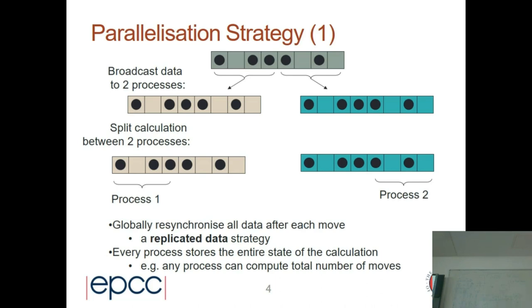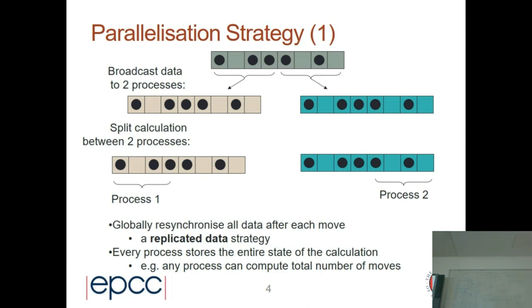Exactly. So I've been a bit woolly here, saying globally resynchronize all the data. But basically, every time you update a small part of the array, you're having to communicate the whole array to everybody to resynchronize it. And that's just simply not efficient. What you have to do is have a strategy which takes advantage of the structure of the program. And we know here that to update a piece of road, you only need to know the information from your nearest neighbors.